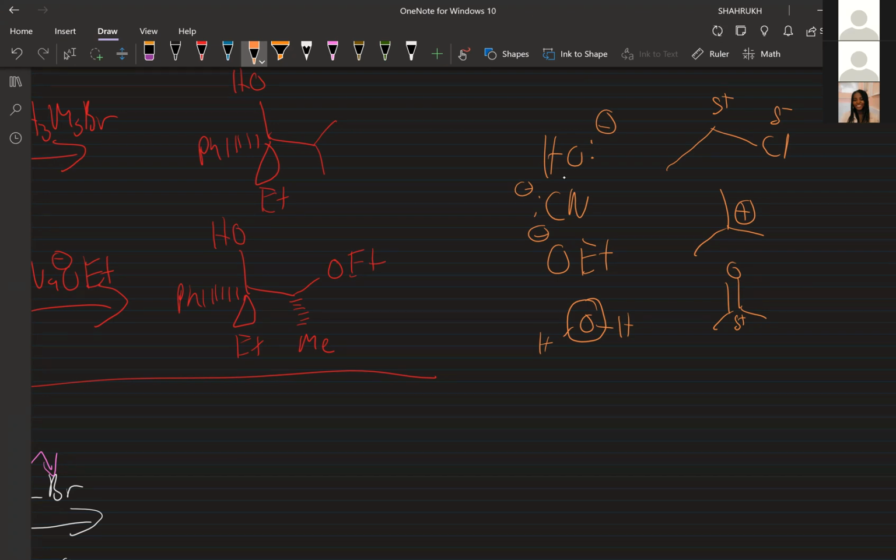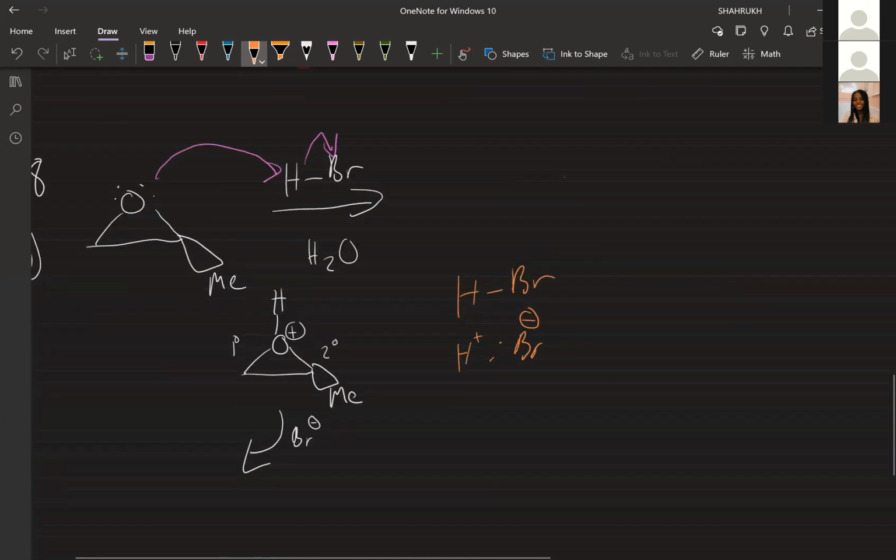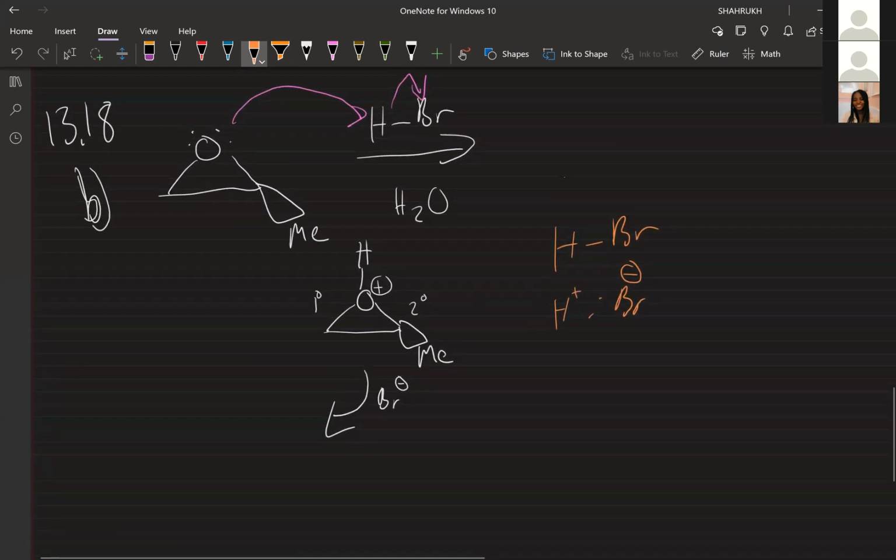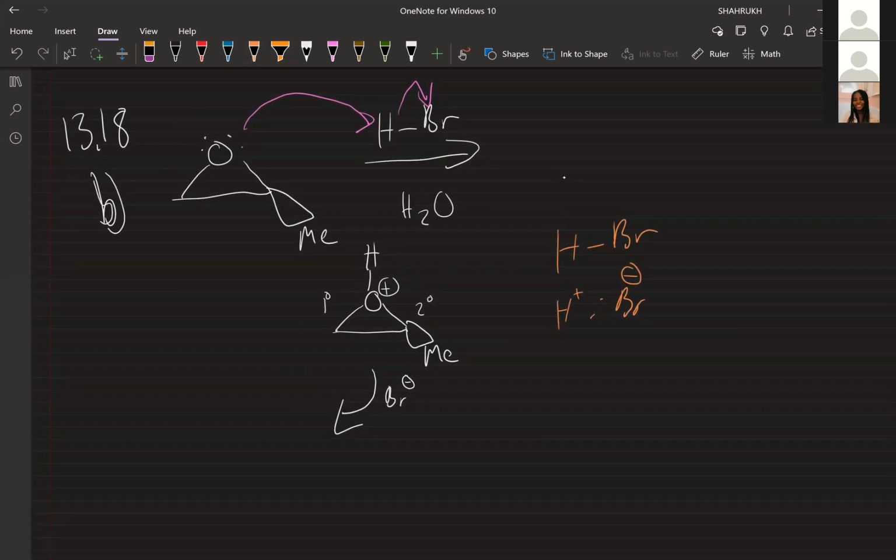As Mohammed had said, the Greek translation is nucleus loving, which makes a negative, and electron loving. I always like thinking of it in terms of electron density. Things that have electron density will act as nucleophiles. Things that lack it will act as electrophiles. So that's a quick Orgo 1 review. Let's go back to the question.